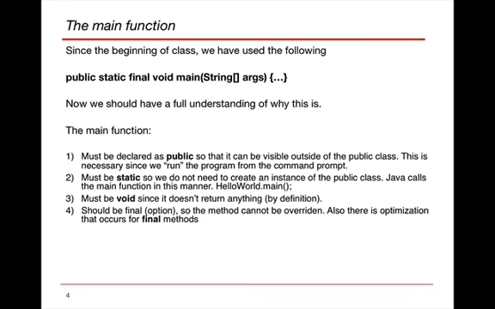And finally, no pun intended, number 4 is that it should be final. This is optional. You don't need to put the keyword final, but it means the method cannot be overridden. There is some optimization that occurs when you have a final method, so it is good practice to actually put that in there. And that closes out the class variables and class methods.